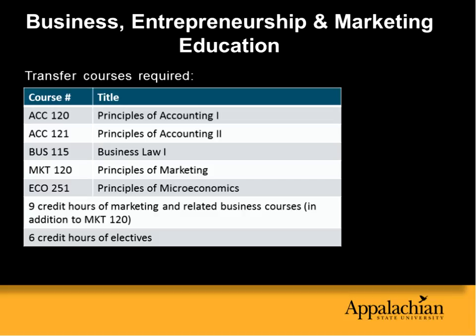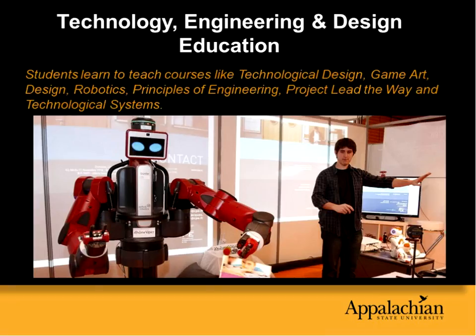So we're looking at the accounting core, the business law, marketing, microeconomics, but here they're going to bring in 9 credit hours of marketing and related business courses. So that might be marketing, entrepreneurship courses, courses in management. That's what we're looking for there for those 9 credit hours. And that's in addition to the Marketing 120 courses. We're looking for them to have a good, strong foundation in marketing and entrepreneurship types of areas. And then again, they're bringing in also 6 credit hours of other electives in pretty much anything else.